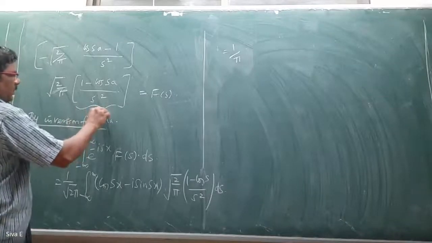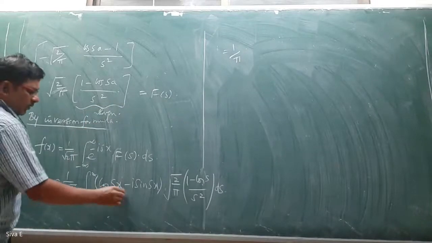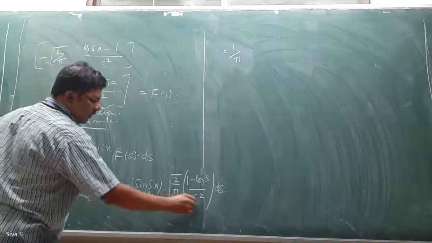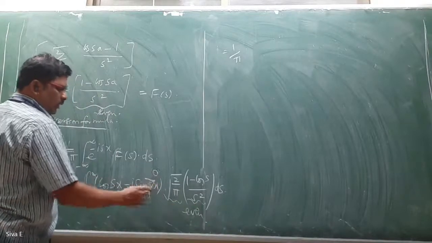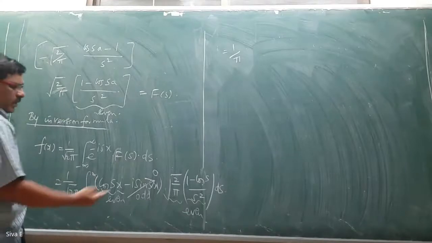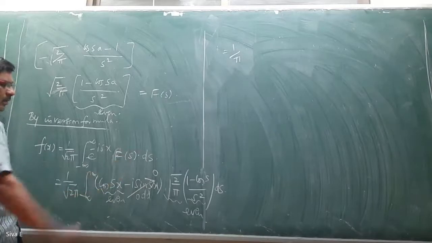So it is an even function. The other factor is the odd function, but this one is even. Therefore, when you multiply odd into even, that will be odd. The integral from minus to plus infinity of that is equal to 0. Therefore, only the even function will remain.